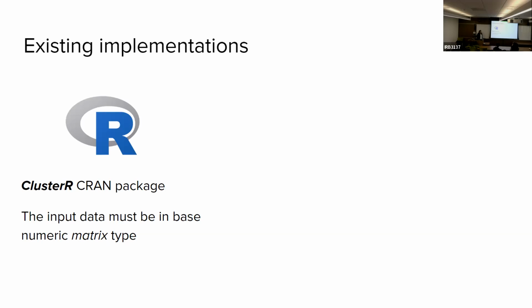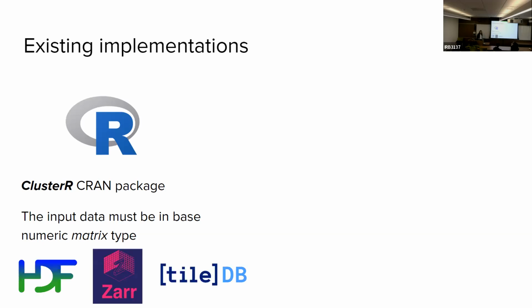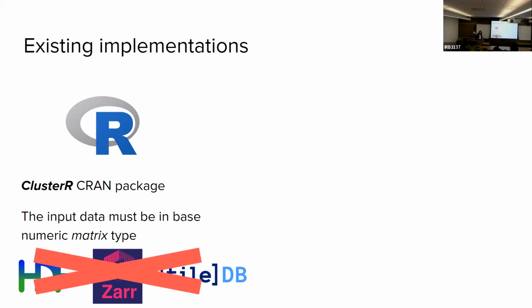So, existing implementations. I thought this was a really great algorithm, and I wanted to be able to use it in practice. There were some existing implementations at the time. One was in the cluster R CRAN package. If you go to use it, the input must be a base numeric matrix type, meaning you have to have the data stored in memory. So that wasn't great. If you wanted to use these nice file formats, it's not possible.